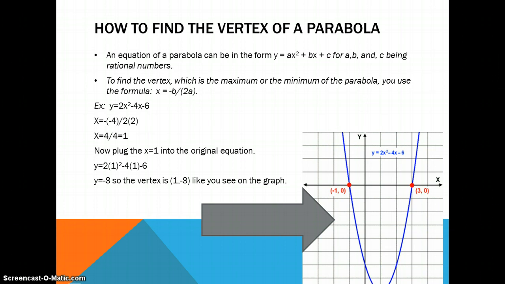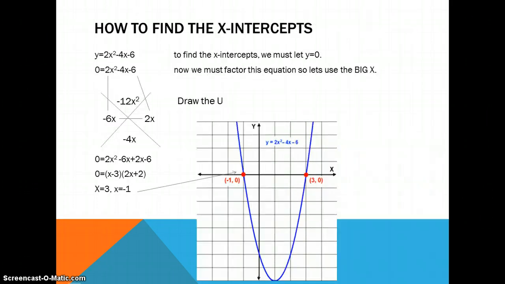Now we're going to find different parts of a parabola. So another thing we need to do is find the x-intercepts. So the x-intercepts are these 2 points. What's in common between these 2 points is that the y points are both 0. So we need to set our original equation equal to 0 because our y is 0.